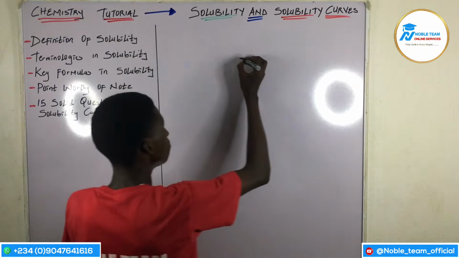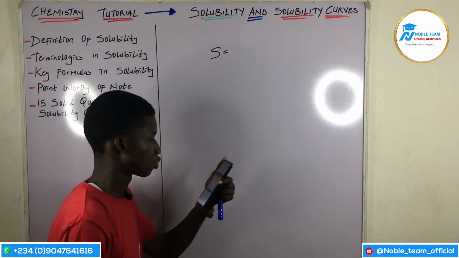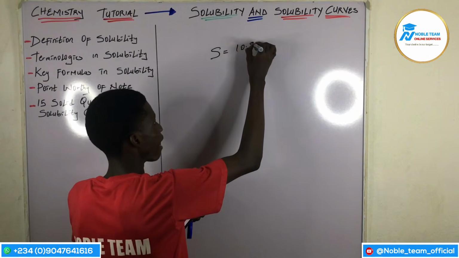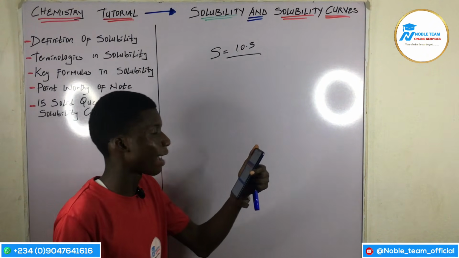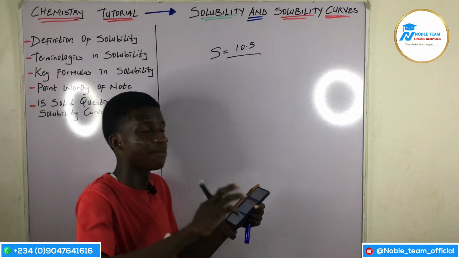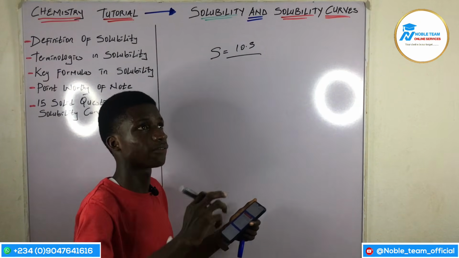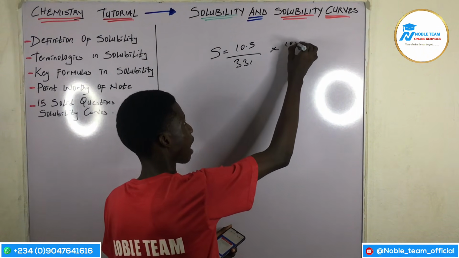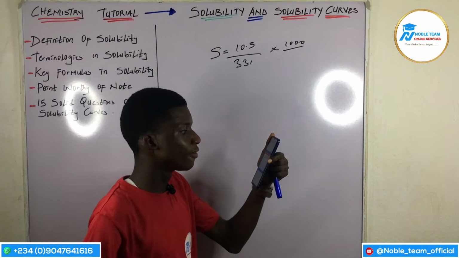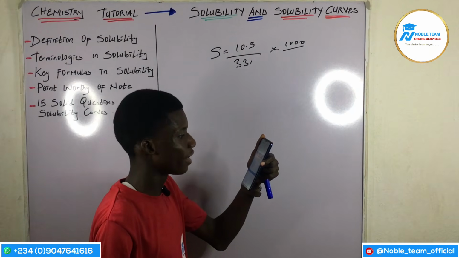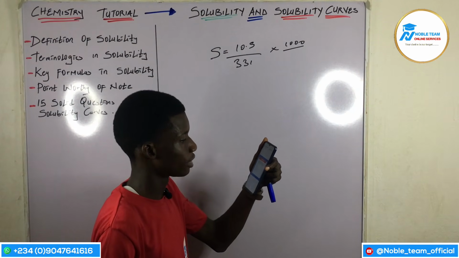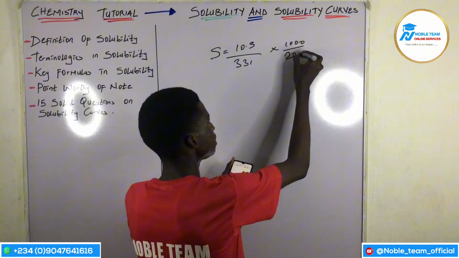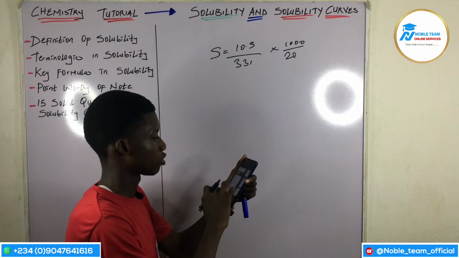Now, solubility, which is S, is equal to the mass of the solute, 10.5, divided by the molar mass of the solute. I've solved for this molar mass in question 4, where we have 331. 331 multiplied by 1000 divided by the volume of the solvent. What is the volume of the solvent? The volume of the solvent is 20 centimeter cube.